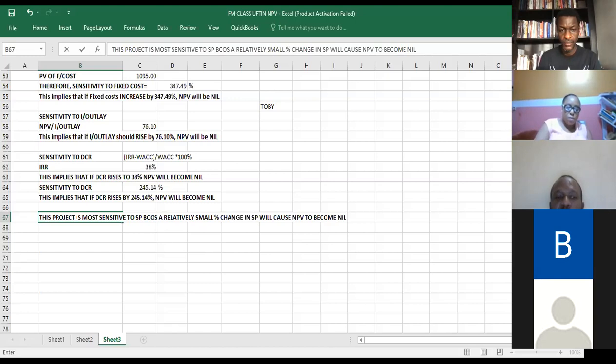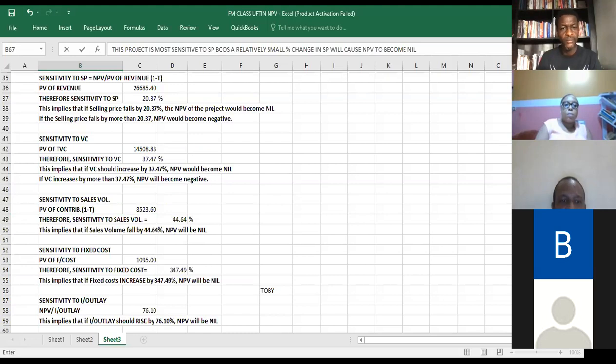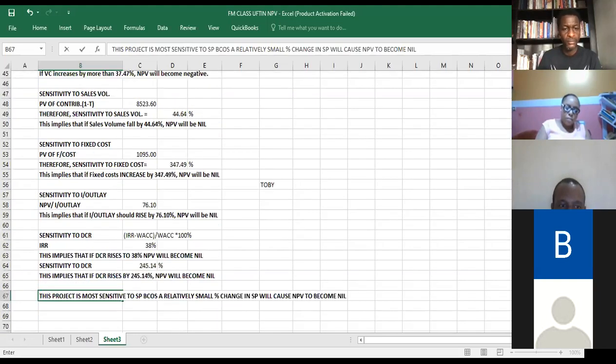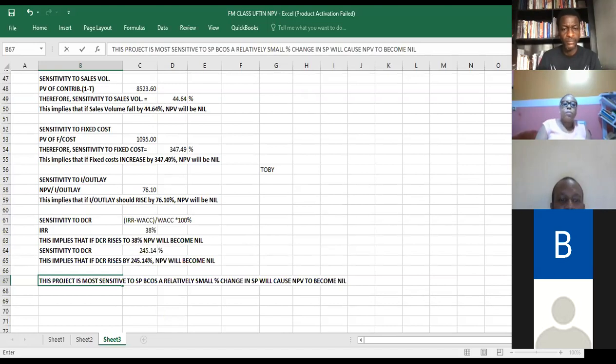So the 20.37 is smaller than 37.47, which is smaller than 44.64, which is definitely smaller than 347, and then 76, and then 245. And so it is least sensitive to what?